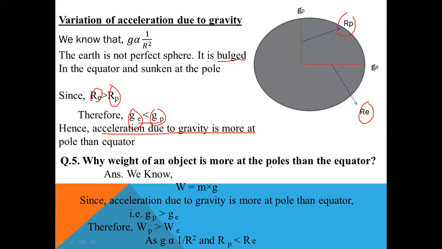Why is the weight of an object more at the poles than at the equator? We know that weight is the product of mass and acceleration due to gravity. You also know that mass remains the same everywhere. It does not change, but g varies from place to place. We know that acceleration due to gravity at the pole is greater than at the equator. So weight at the pole will be greater than the weight at the equator.